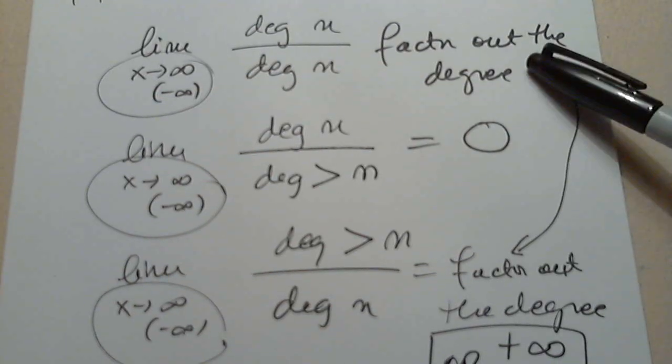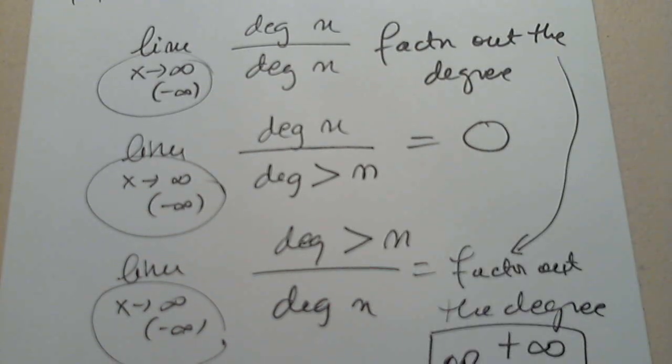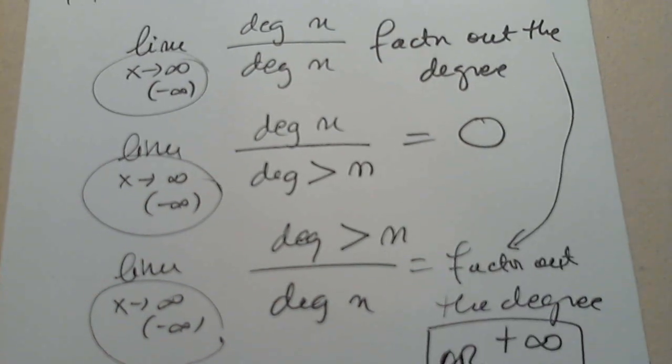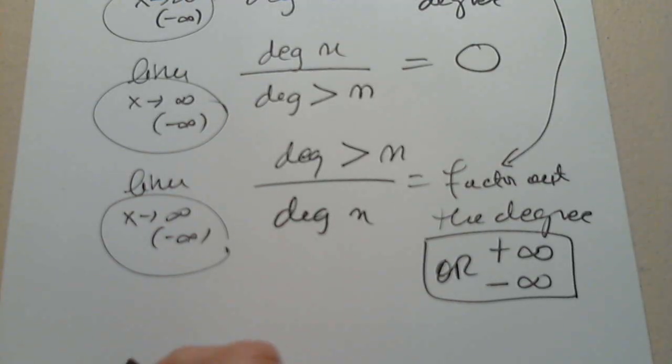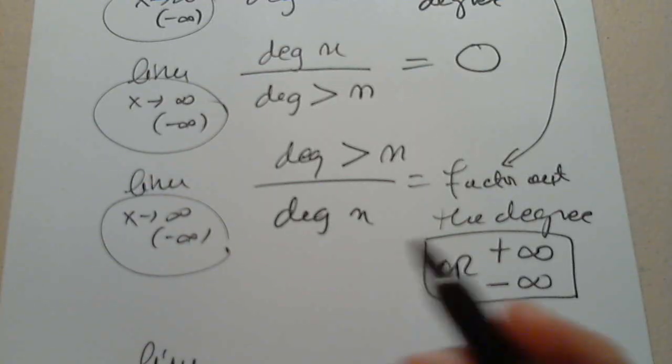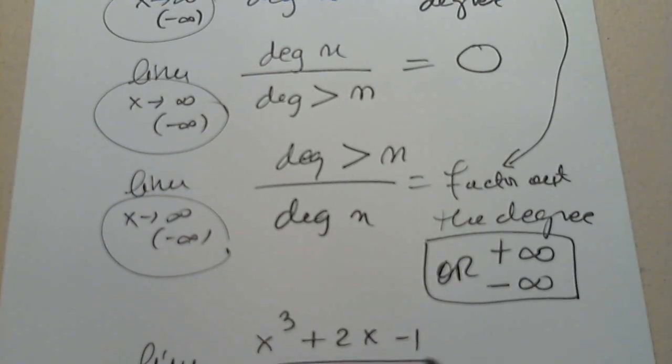So we had an example like this. This is a simple situation, but I want to give an example like this, and then we'll continue with other questions in the lesson. So for example, if I have the limit as x approaches infinity of x to the third plus 2x minus 1 over x squared minus 3.